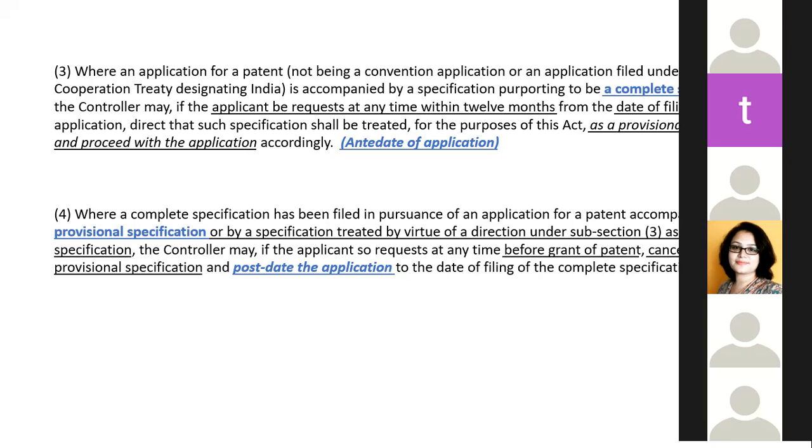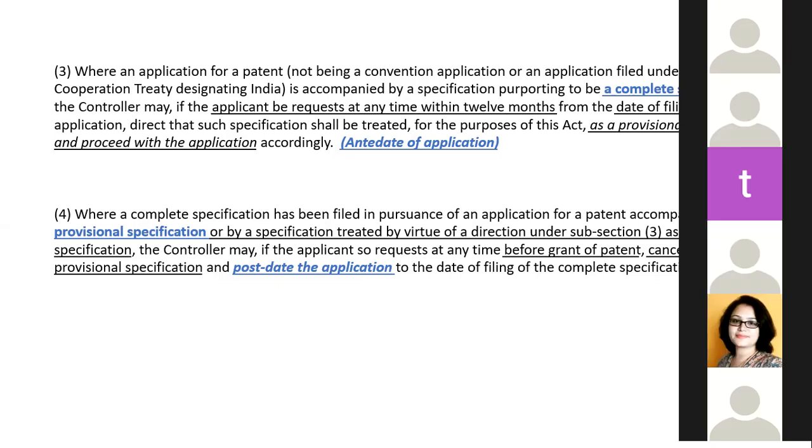Okay, ma'am. I feel there is confusion here. Yes, ma'am. It is clearly stated that this is for CS only, purporting to the complete specification only. Within 12 months of time, you can direct the controller to convert this application to the PS. This is related to CS only. That means in anti-dating of application, the priority date remains the date on which we filed the provisional specification, the CS. Okay.